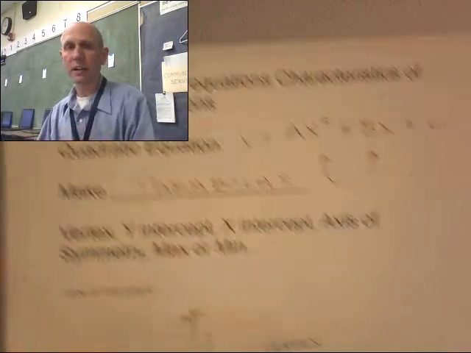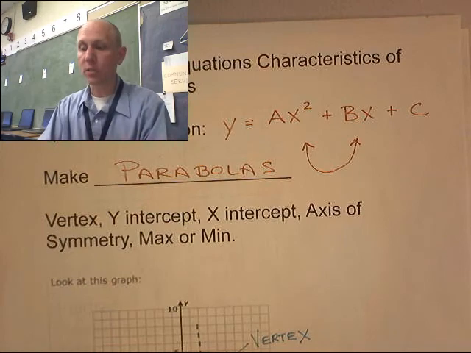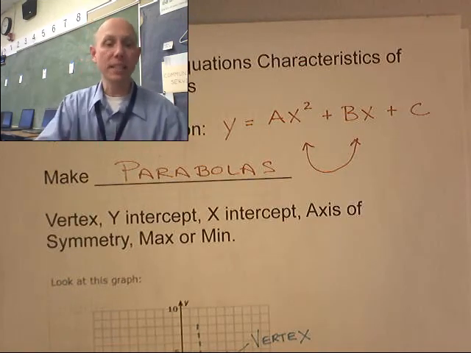You've got parts and pieces to look at. You know how to find, see, did we catch them all? We know how to do the vertex, the y-intercept, the x-intercept, the axis of symmetry, and a maximum or a minimum. That's it for that one.